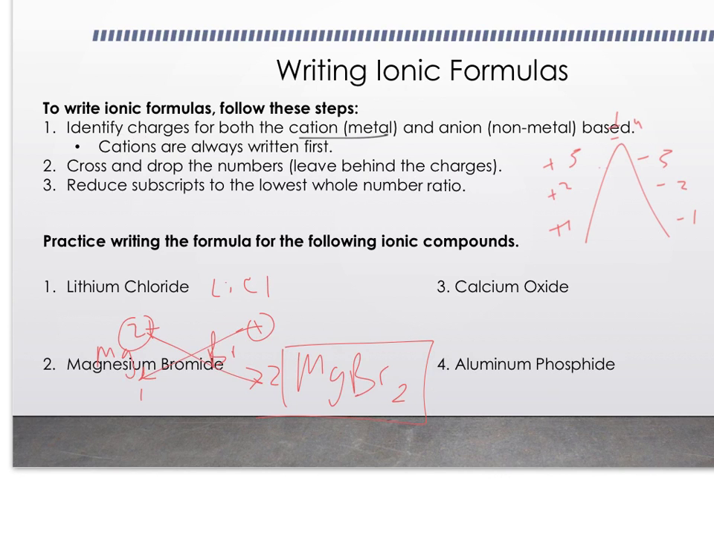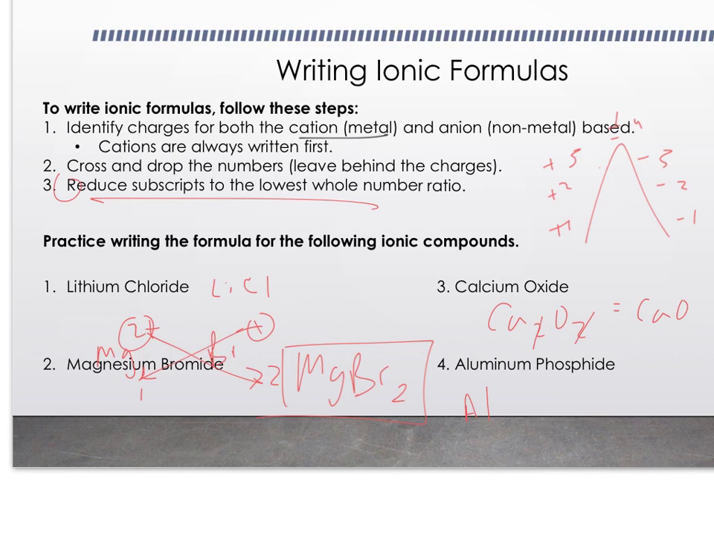Well, what if you have a situation where you have the same charges? Calcium is in group 2 and has a 2+ charge. Oxygen, or the oxide, is group number 6, so it has a -2 charge. Whenever you cross and drop the numbers, each of the 2s is going to become the subscript. So you'll have a formula Ca2O2, but step number 3 says we need to reduce the subscripts to the lowest whole number ratio. If you can reduce the subscripts by the same number, you do that. So you get CaO for the ionic formula, calcium oxide.